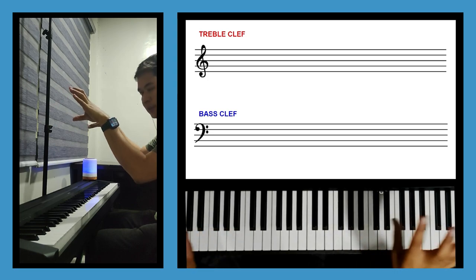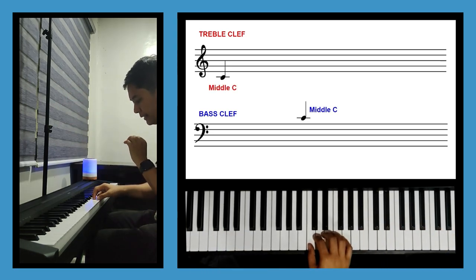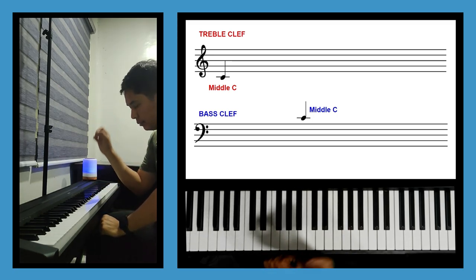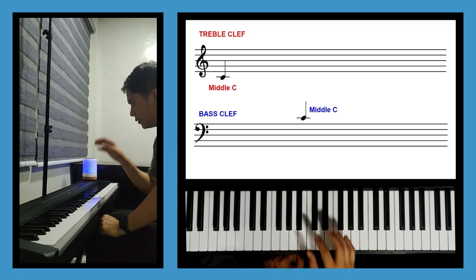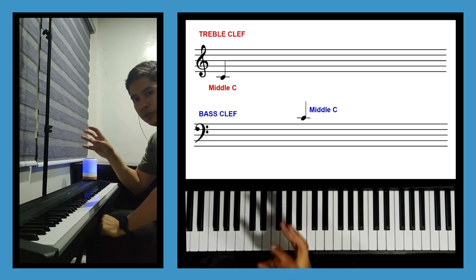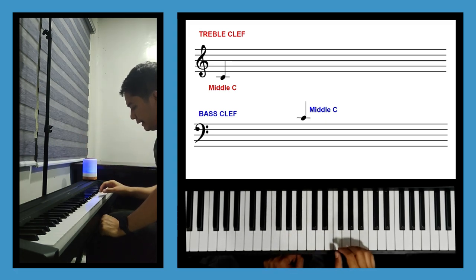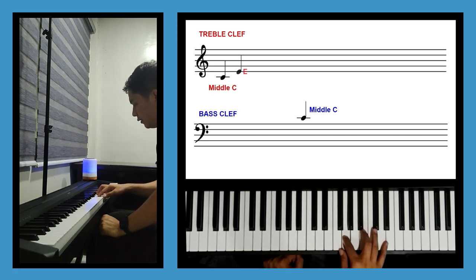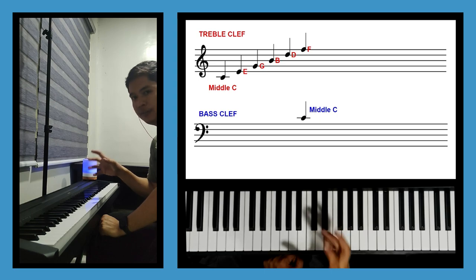Below the staff, we will locate the middle C. It is symbolized by a small line below the five lines. The lowest note in the treble clef is the E. The second line is G, the third line is B, the fourth line is D, and the fifth line above is the F. We have an acronym for this.